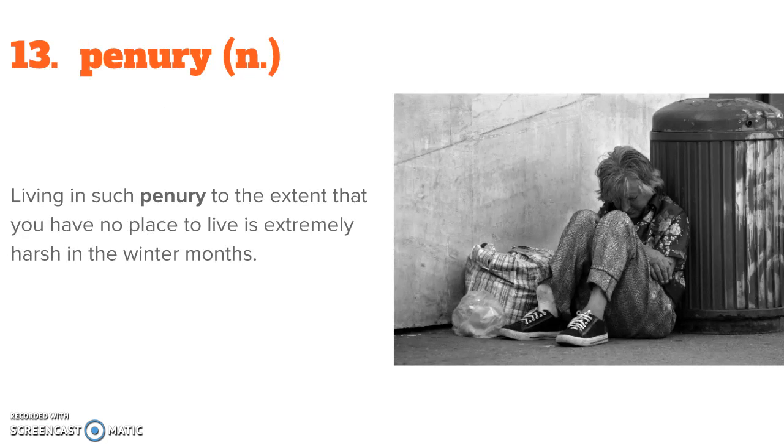Number 13 is penury, which is a noun. The definition for penury is the state of being very poor or extreme poverty. So penury and poverty can sort of be exchanged for each other when you're writing a sentence about it. So a good example sentence is, living in such penury to the extent that you have no place to live is extremely harsh in the winter months.